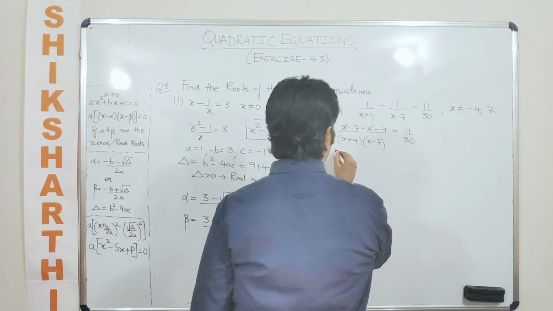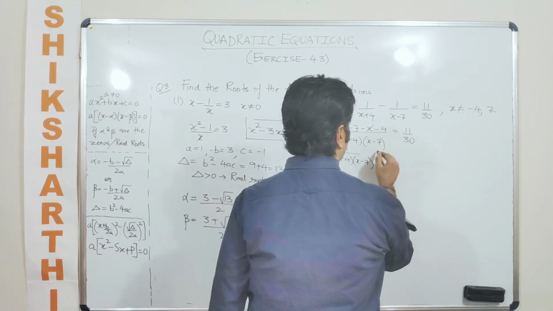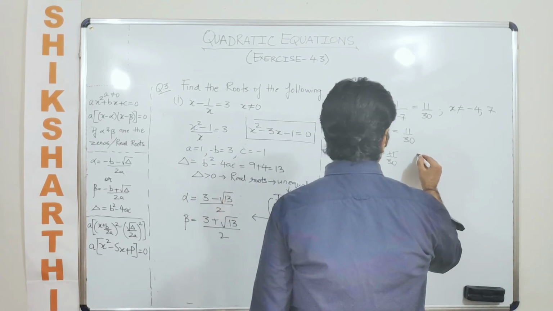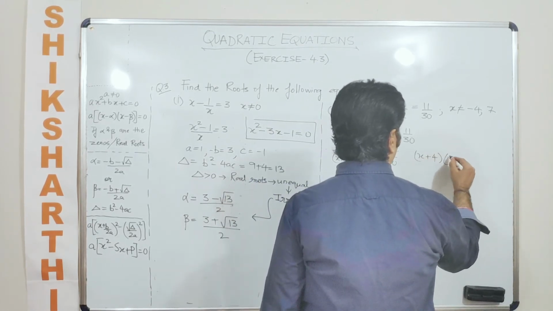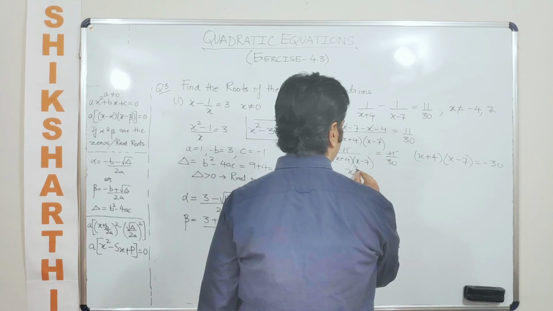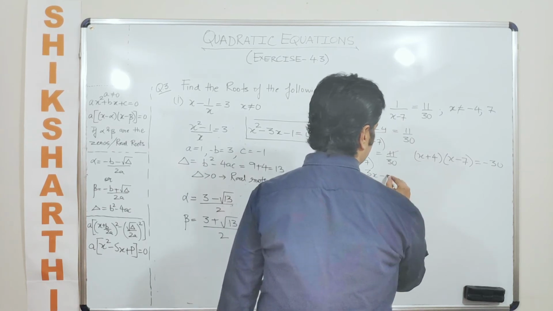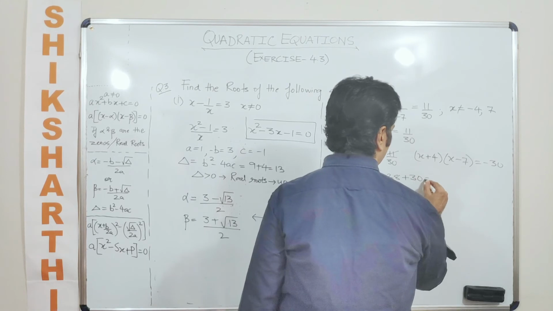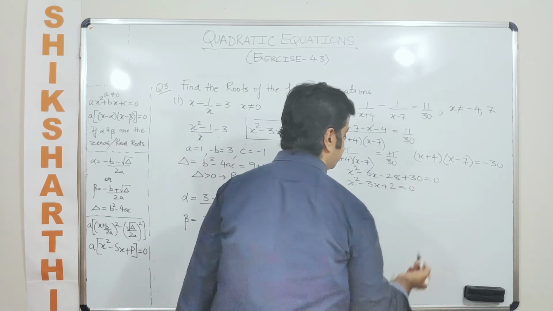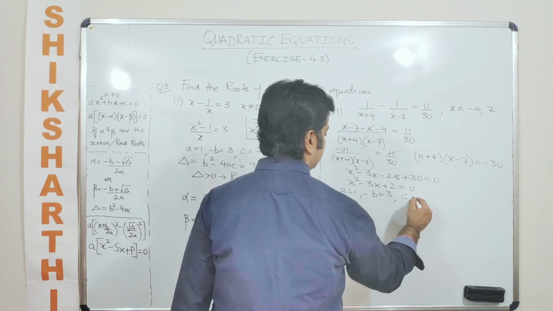Now can we rewrite it as minus 11 upon x plus 4 into x minus 7 is equal to 11 by 30, and then we cancel both the sides. So in this case we can say that x plus 4 into x minus 7 is equal to minus 30. When we expand this, we get x square, now minus 7x and plus 4x makes it minus 3x, minus 28 plus 30 is equal to 0. Then further we can say x square minus 3x plus 2 is equal to 0. Right? Quickly now we can find out the value of a, which is 1, minus b, which is equal to 3, and c, which is equal to 2.